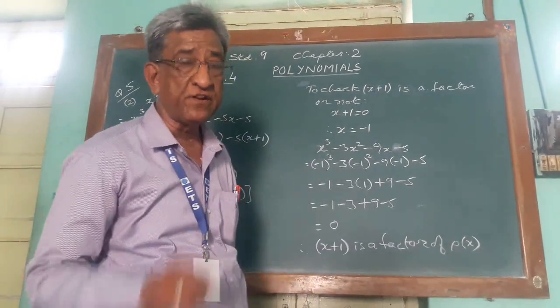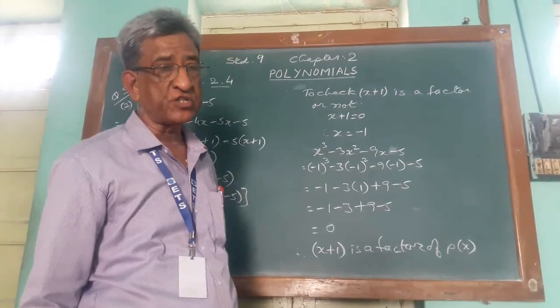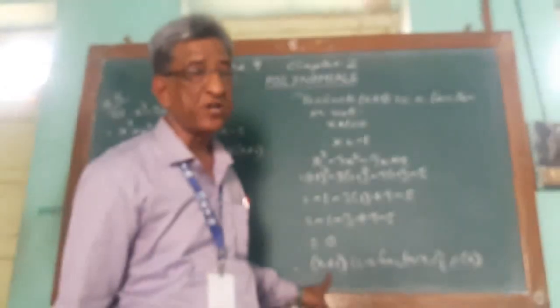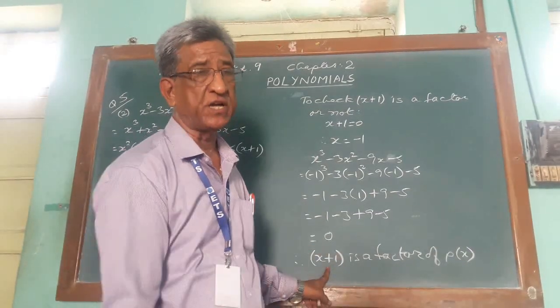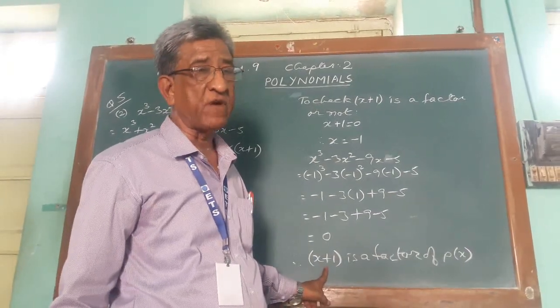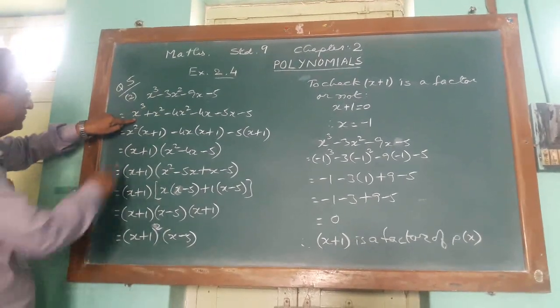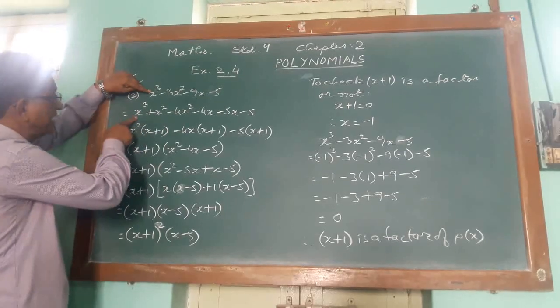So before starting factorization, you have to find out which will be the factor. So for this polynomial, x plus 1 is the factor. So now I will factorize. So let x cube as it is. X cube as it is.